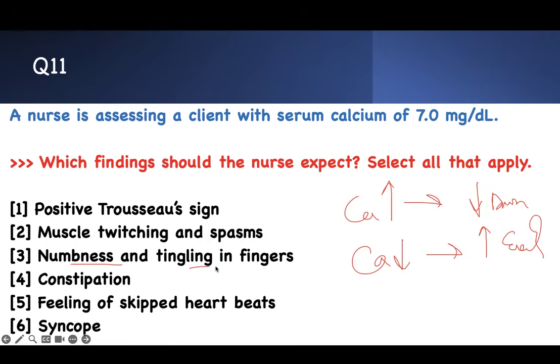Numbness and tingling in fingers. These are signs that are going up. Constipation. When you're constipated, you're going down. Feeling of what? Skipped heartbeat, palpitation. Things are going up. And syncope is a little bit different. Low calcium leads to what? QT prolongation. And that's how you pass out. Therefore, what is your right answer?